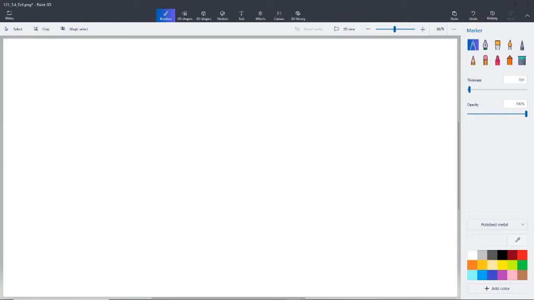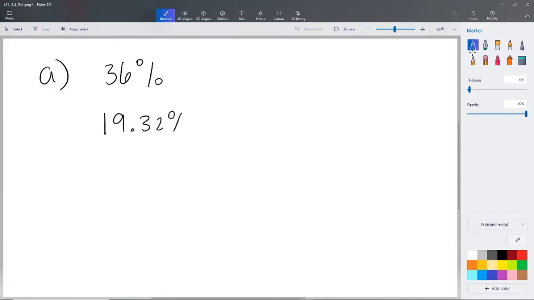And that's important because 100 is going to go a long ways in figuring these things out, either by dividing by 100 or multiplying by 100. So example 1 says to write each of the following percents in decimal form. In part A here, they give us two values. They give us 36% as the first one, and then they give us 19.32% as the second one.